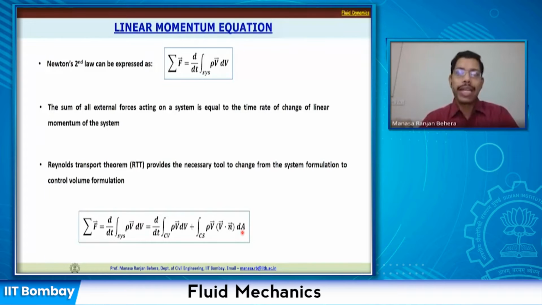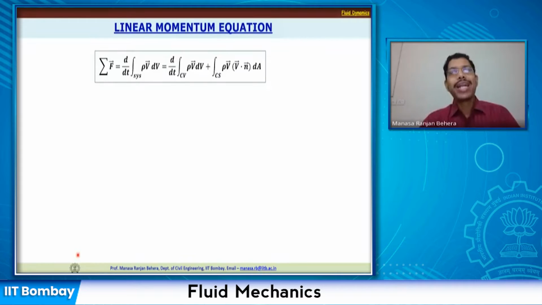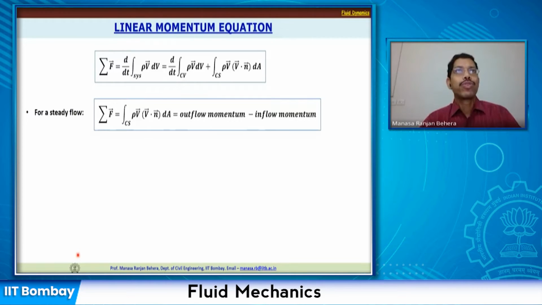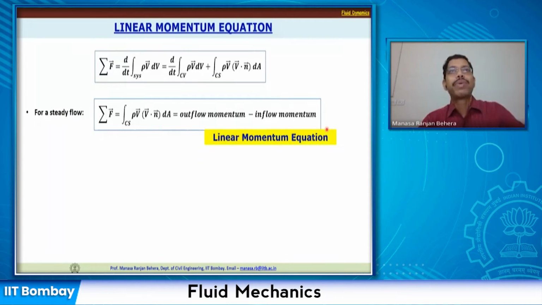You may take an elemental area, find out what the momentum flux is, and integrate over the control surface to get the total momentum passing across the control surface. This equation is nothing but your linear momentum equation. Now I can write down the equation for steady flow, which we have already seen. For steady flow, the temporal derivative is going to be 0. So the summation of all external forces is equal to the total net change in the momentum across the control surface, and that is nothing but the outflow momentum minus the inflow momentum. So this statement is nothing but your linear momentum equation.